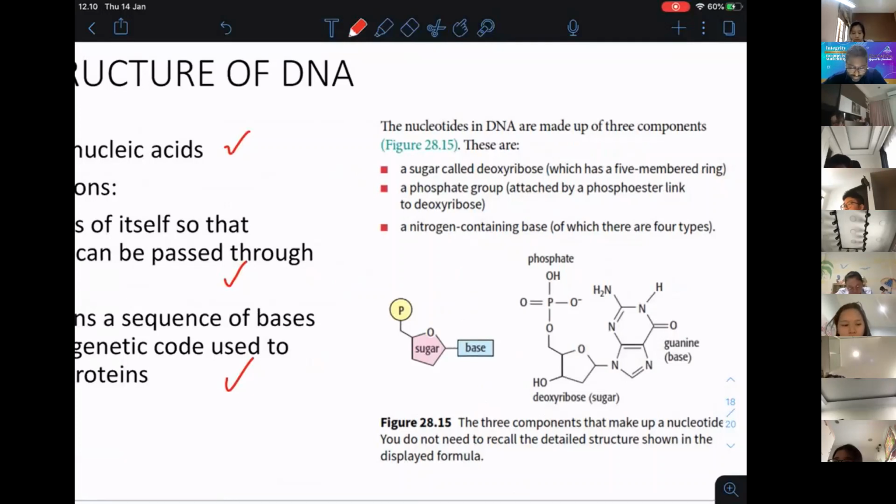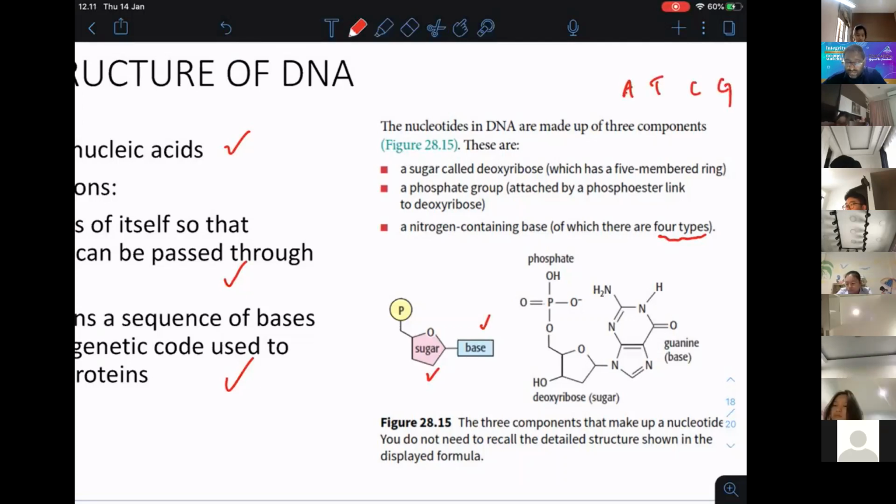There is a sugar, deoxyribose, which is a 5-membered ring. So this is the sugar, and then they have a base group. The base is going to be a nitrogen-containing group. This base has 4 types. I think those bio students will know. A, T, C, G: adenine, thymine, cytosine, guanine. I think I forgot all this already.